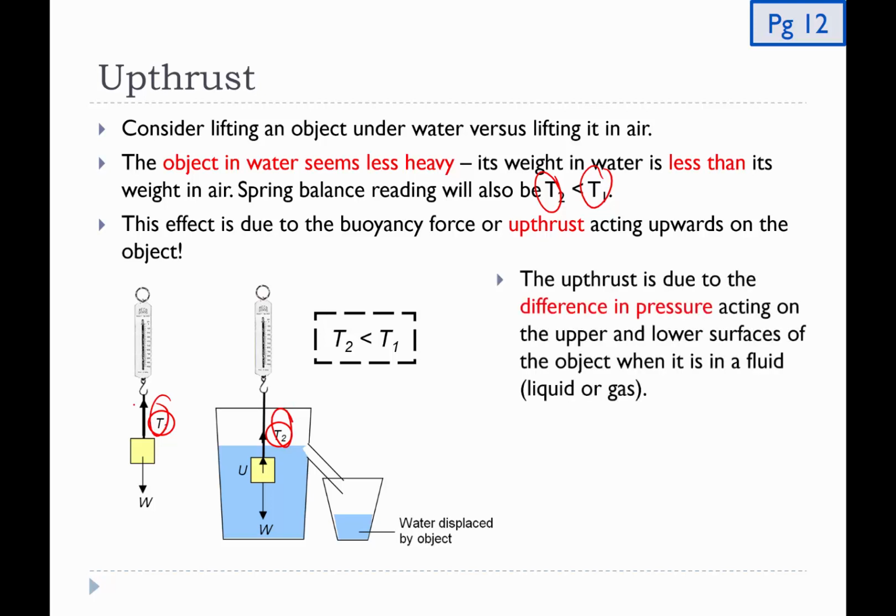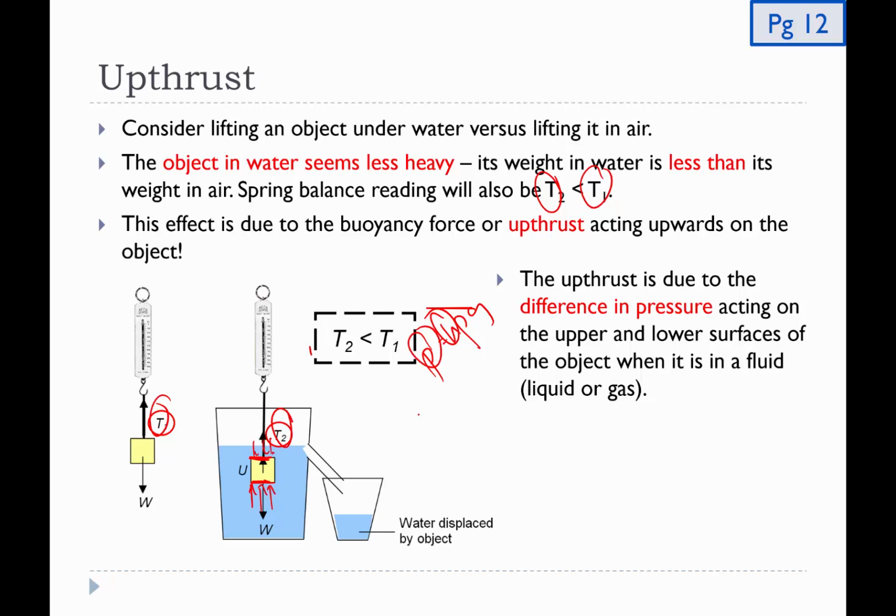The upthrust once again is really due to the difference in pressure acting on the upper and lower surface of the object when it is in the fluid. So basically think about this. The surface here is in the shallower part of the water. The surface here, or the bottom here, is definitely in the deeper part of the water. And based on pressure being h rho g, the larger the h, the larger the pressure. So definitely the pressure at the bottom surface is going to be greater than those at the top.